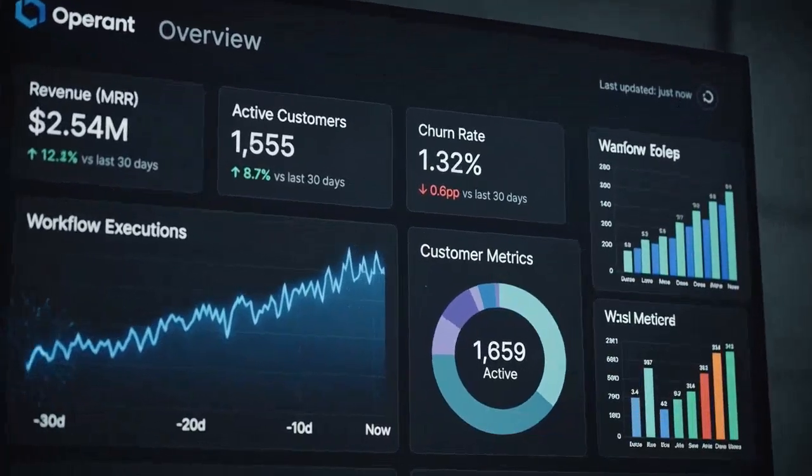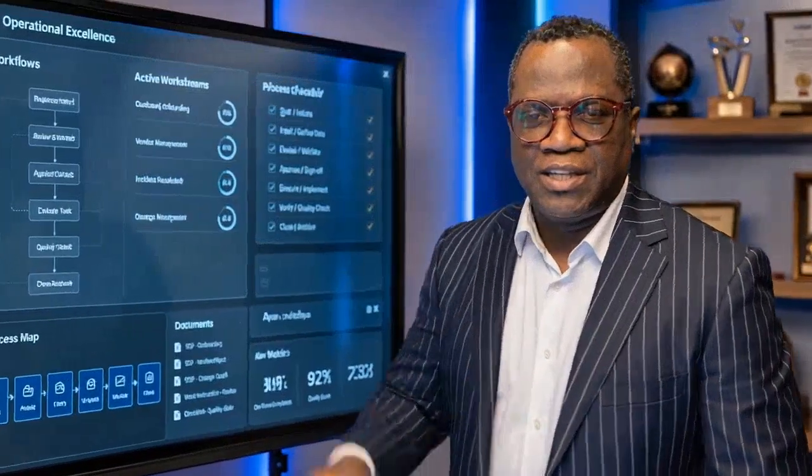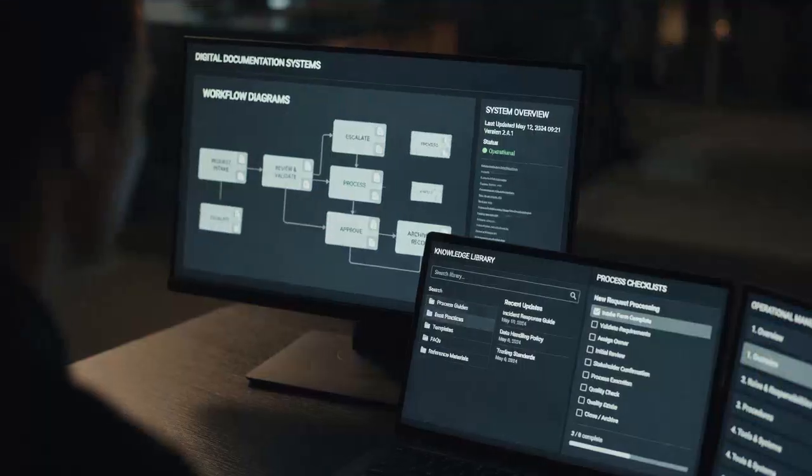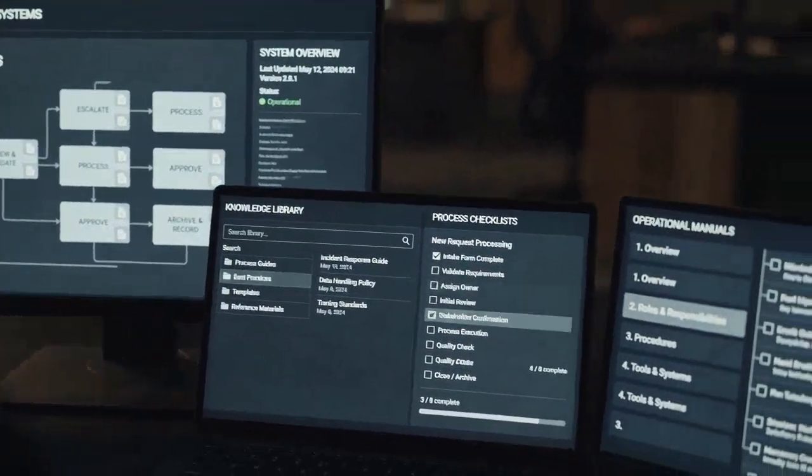Start with documentation. Your team needs one reliable place to understand how recurring work gets done. Document the processes, responsibilities, standards, and decisions people repeatedly need. The goal isn't more documentation, it's creating a dependable source of truth, so knowledge doesn't stay trapped inside people's heads.